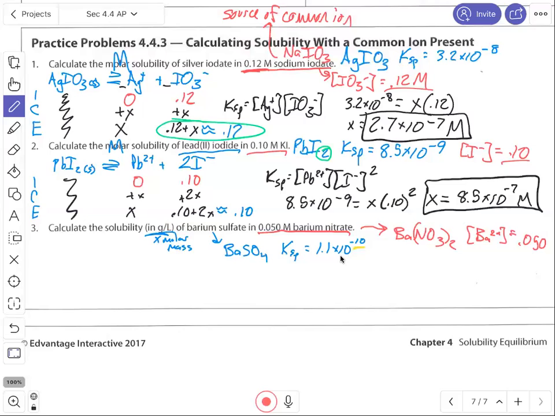Ms. Baskin, we're writing out the equation for the barium nitrate, correct? No, the barium sulfate. Oh. Because remember, nitrates don't ever make solids. Okay.